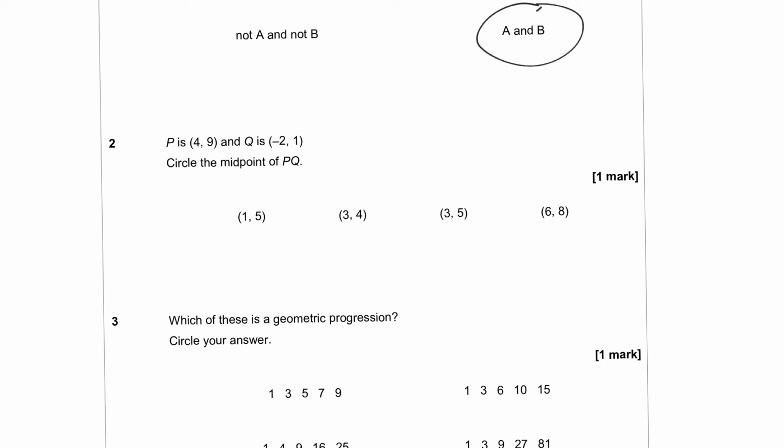All right, so moving on to question 2, it says P is (4, 9) and Q is (-2, 1), and it wants us to work out the midpoint of PQ. So in order to work out the midpoint, to work out the x value of the midpoint, it's x2 plus x1 divided by 2. And then the y value is y2 plus y1 divided by 2.